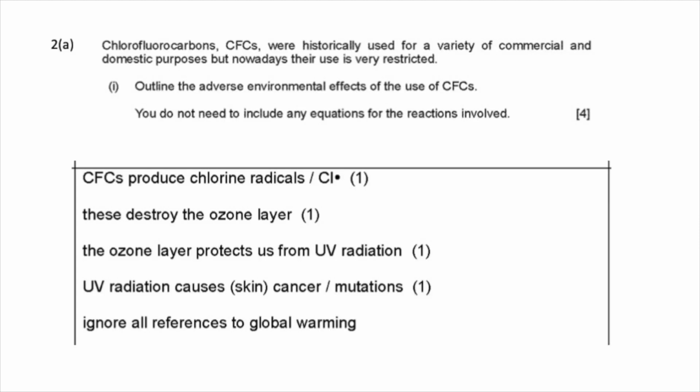So question 2A is asking you to outline the adverse environmental effects of using CFCs. So if you said that CFCs produce chlorine radicals, there's 1 mark for that. If you said that these destroy the ozone layer, there's 1 mark for that. If you then said that the ozone layer protects us from UV radiation, there's 1 mark for that. And if you said that UV radiation causes skin cancer, there's a mark for that. So 1 mark for each of those points, a total of 4 marks.